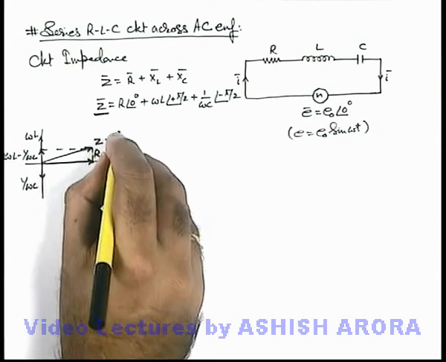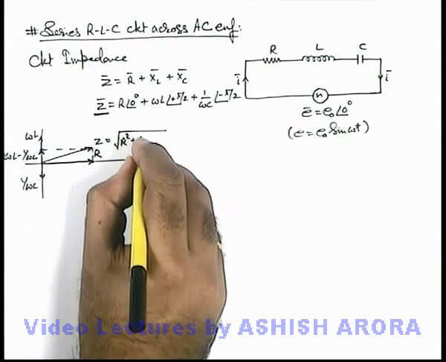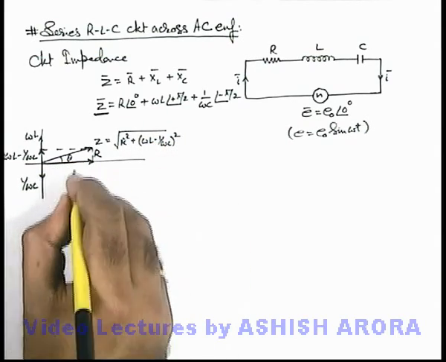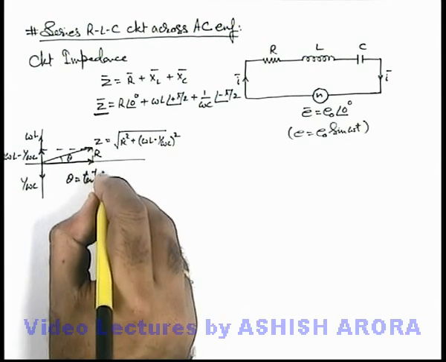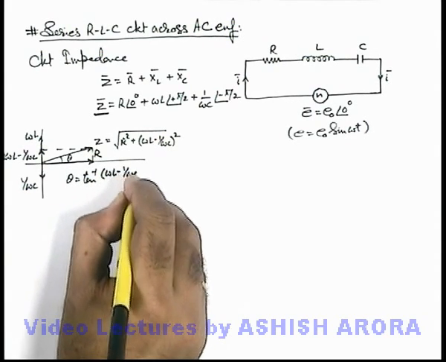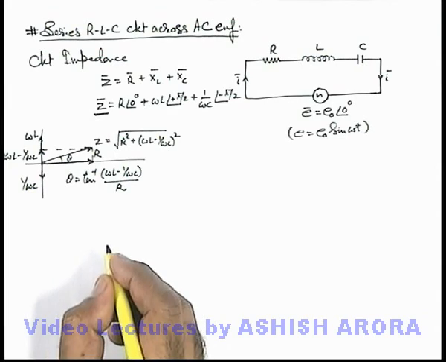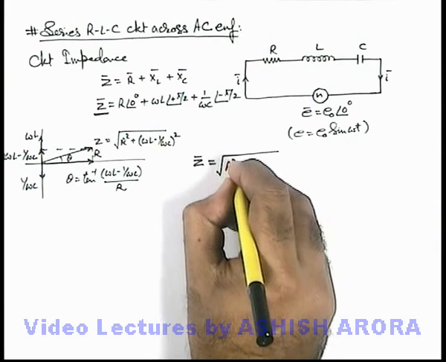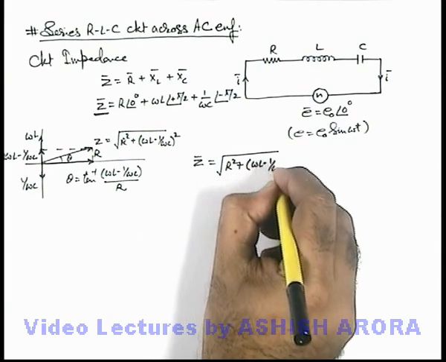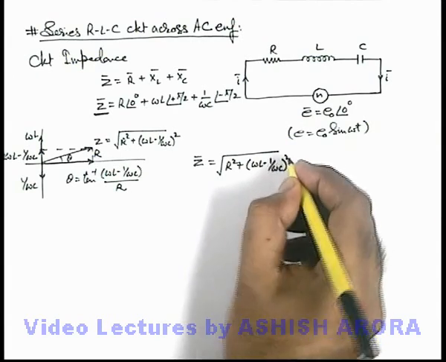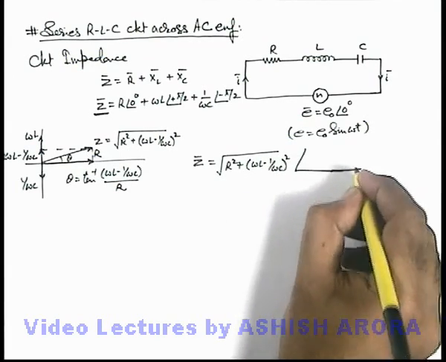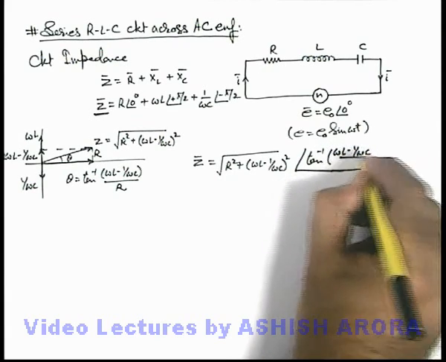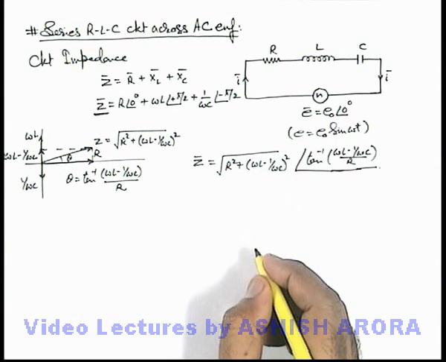And the value of Z can be given as root of R square plus omega L minus 1 by omega C whole square. And this angle theta we can calculate as tan inverse of omega L minus 1 by omega C divided by R. So here we can write the impedance phasor in magnitude as root of R square plus omega L minus 1 by omega C whole square, and its argument can be written as tan inverse of omega L minus 1 by omega C upon R. This is the argument of this impedance phasor.